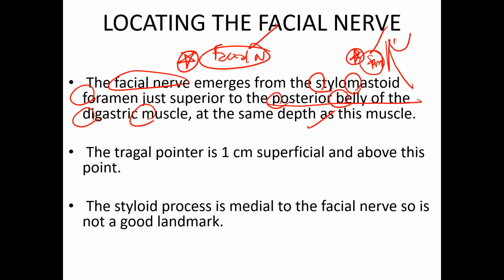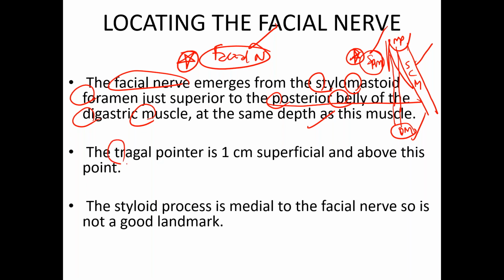This is the mastoid process. So once you take that, superficially will be your sternocleidomastoid muscle, and deep will be your digastric muscle. This is the digastric muscle. Yes or no? So the sternocleidomastoid muscle and also the digastric muscle will be there. You should keep this in mind when you are doing the dissection.